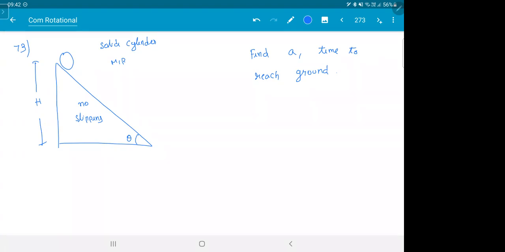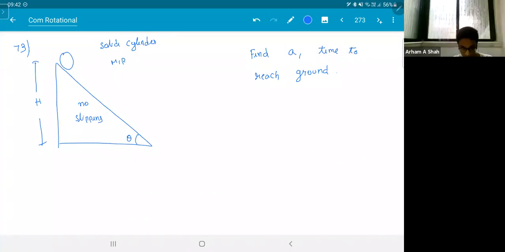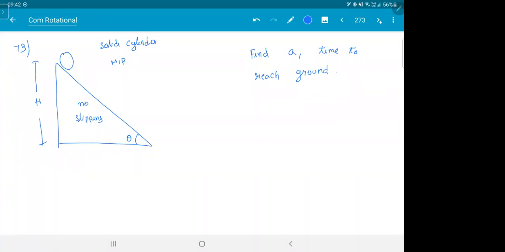Answer? 2g sin theta by 3. First, you have to find the acceleration. Hope you remember the formula: g sin theta by (I by mr square plus 1). This is the acceleration on an incline, if you remember this result we derived. Saves you time. So this would be g sin theta by (I is solid cylinder, mr square by 2, by mr square, plus 1). That is the acceleration.